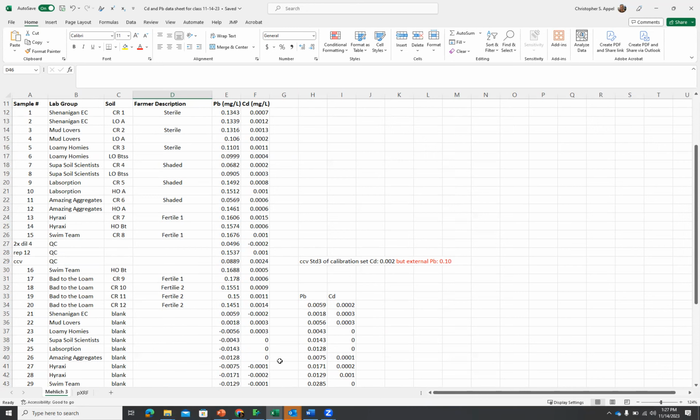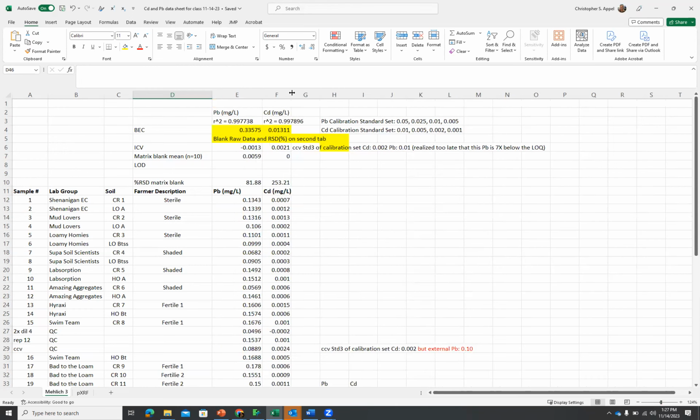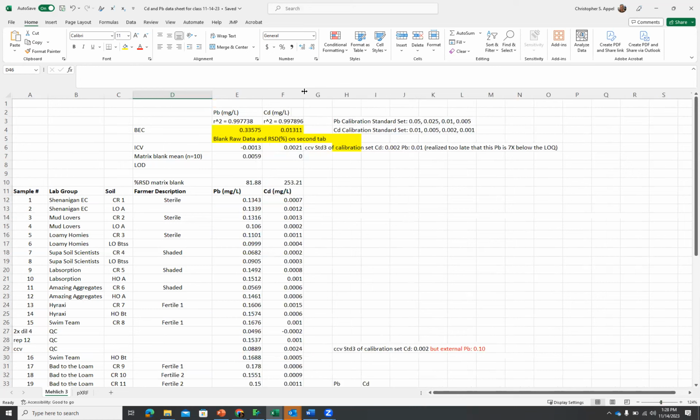And as you look through these data, you'll see at the very top of the spreadsheet, I'm looking at the Malik 3 one, you'll see some calibration data up here, and it just tells you that the calibrations were good for both cadmium and lead.